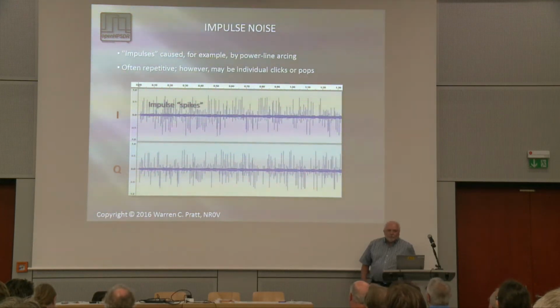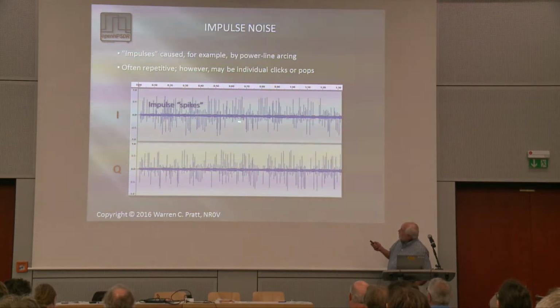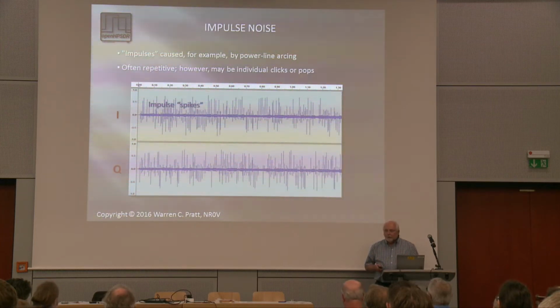So looking first at impulse noise, if we look at our I and Q waveforms with severe impulse noise, we would see something like this. Our signal and some random noise are here on the center lines, and these spikes are the impulses. And they're caused by things like motors arcing and arcing of power lines across insulators and arcing of spark plugs in cars.